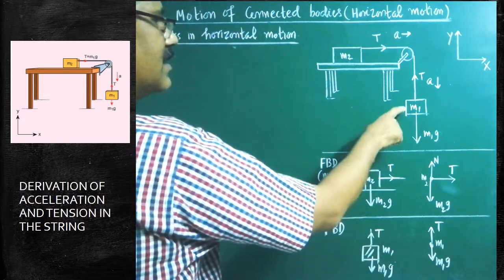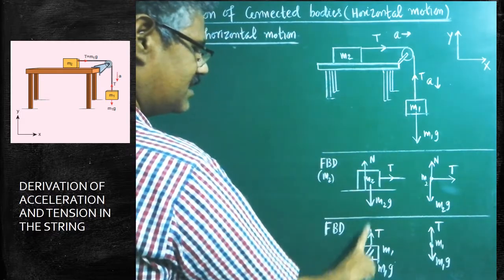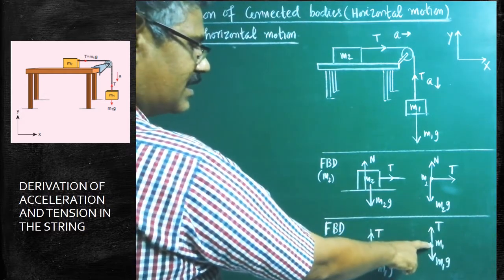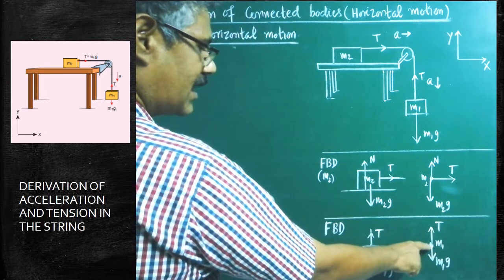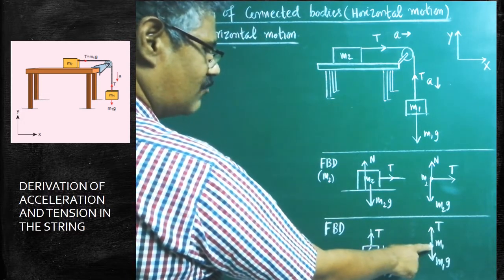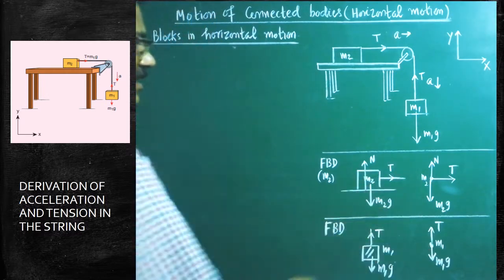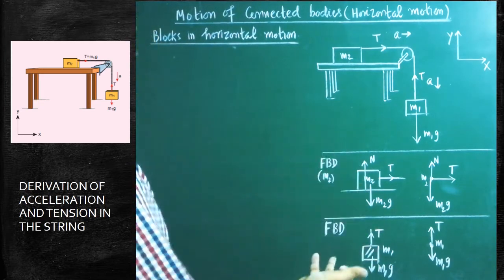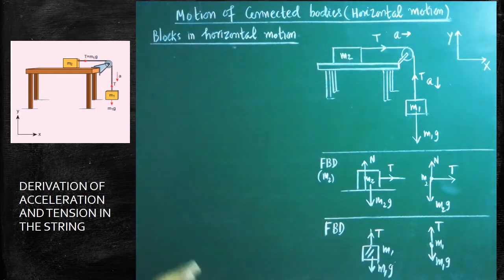Let us come to the next one. What about M1? Just two forces are acting: one is tension in the upward direction, and M1g is acting in the downward direction. So here the vectors of M1g and the tension are both acting on the point mass M1. The same mass block is drawn in the form of a point. So we have drawn the free body diagram for both M1 and M2. Our aim is to find the expressions for the tension and acceleration. Are you clear? The two must be derived now.